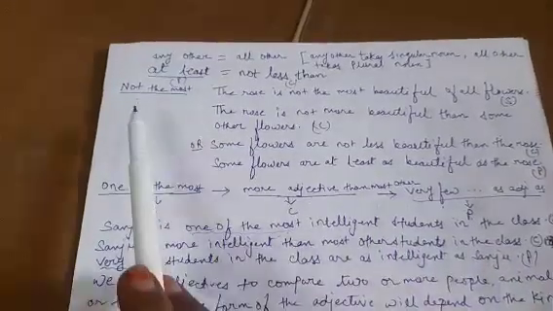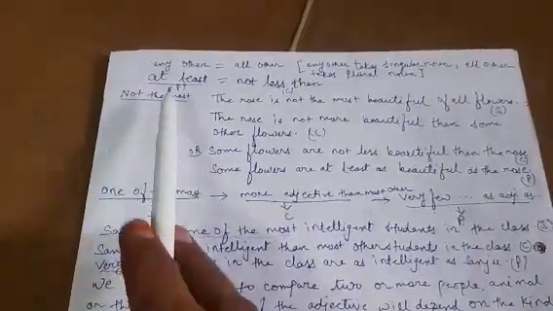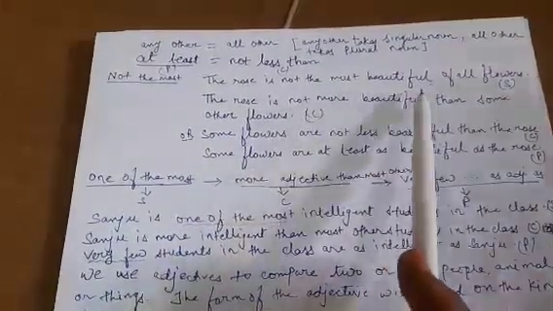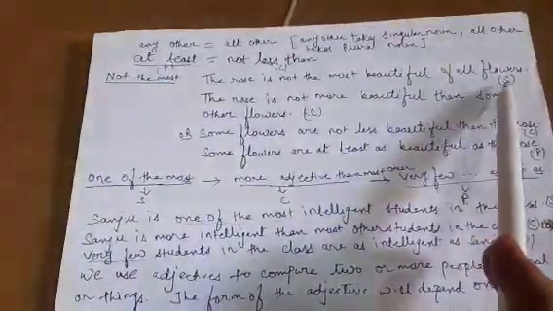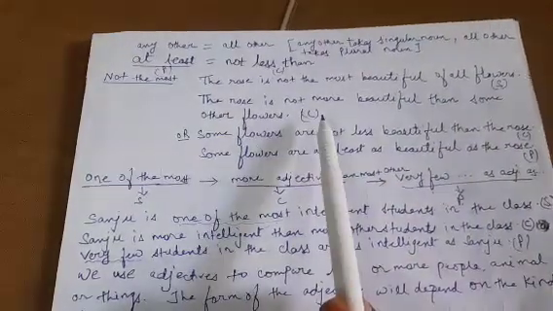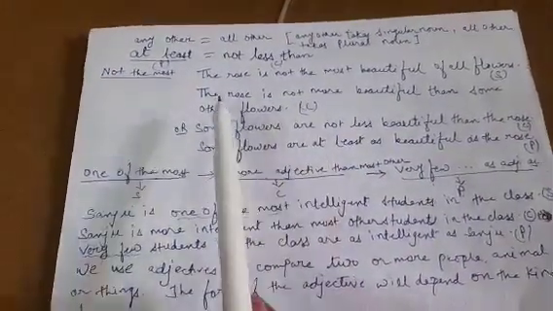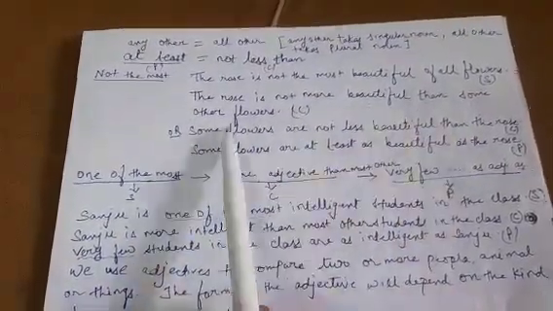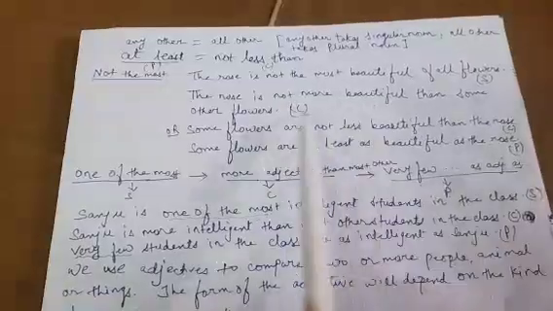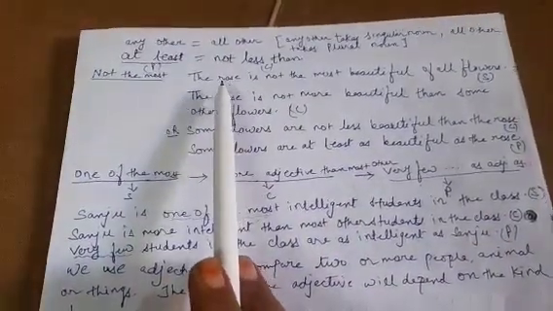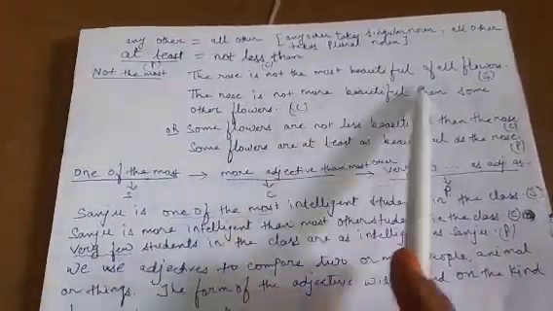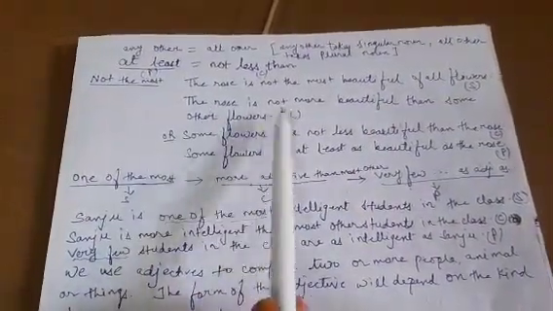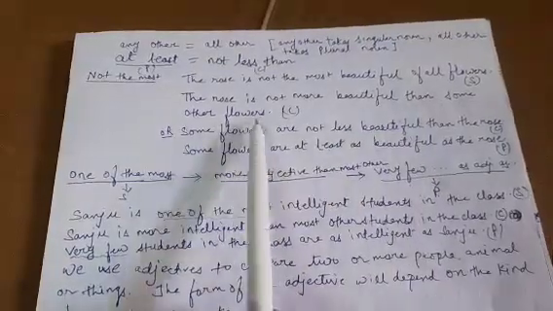Suppose whenever you find not the most or at least, for example, the rose is not the most beautiful of all flowers. This is in the superlative degree and we have to convert it into comparative degree. How will we do that? We will write the rose is not more beautiful than some other flowers. So whenever this type of sentence is there, we will write it in comparative form in this way.